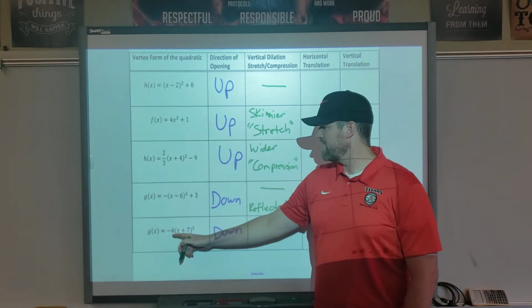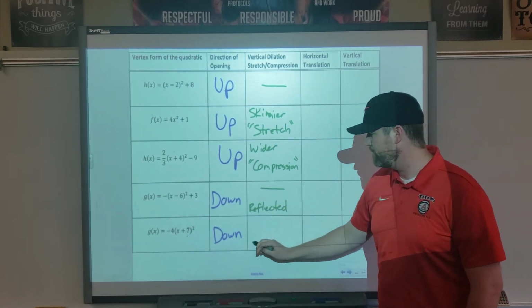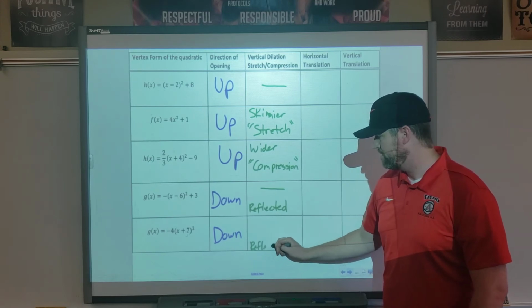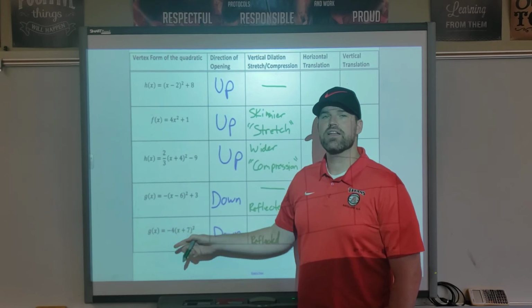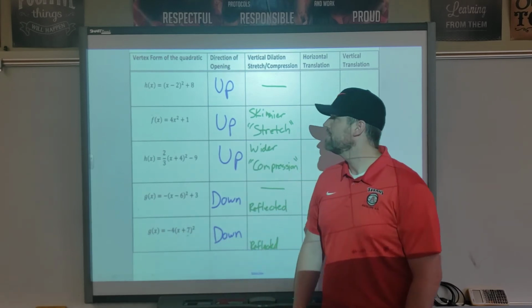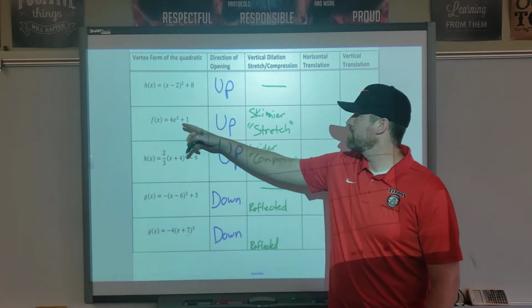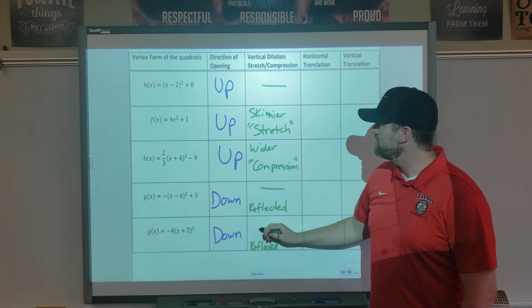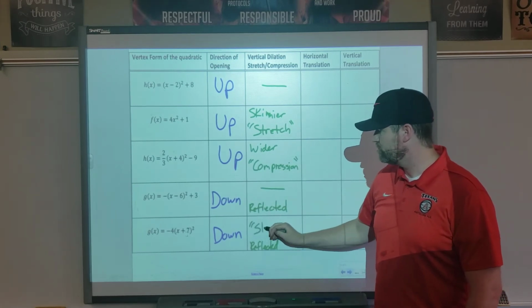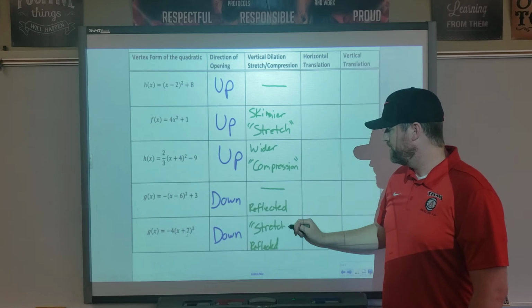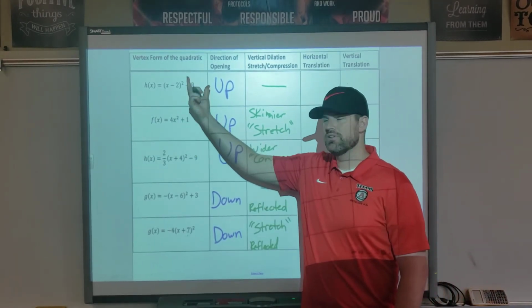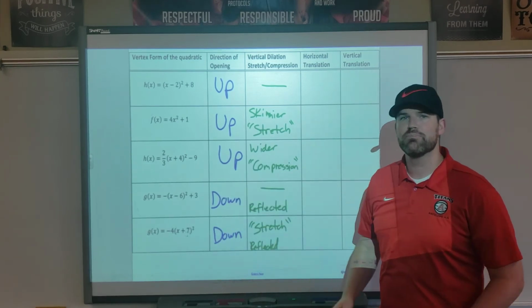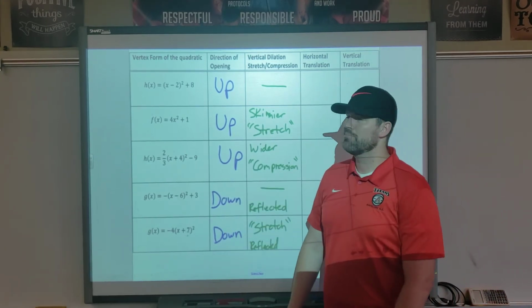And then the last one is -4. So again, like this one, it will be reflected. But we have a -4, right? And since 4 is bigger than 1, that's going to be the same as this one. So it's going to make it skinnier, or we're going to call that a stretch. The only difference between this stretch and that stretch is this one is opening up, and this one's going to open down. But it's still going to be skinnier than the parent function.